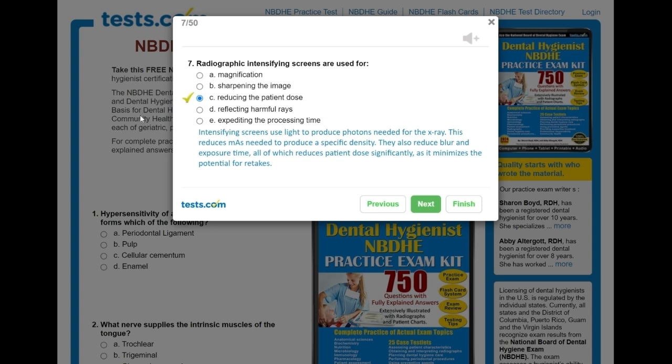C. Reducing the patient dose. Intensifying screens use light to produce photons needed for the X-ray. This reduces MAs needed to produce a specific density. They also reduce blur and exposure time, all of which reduces patient dose significantly as it minimizes the potential for retakes.